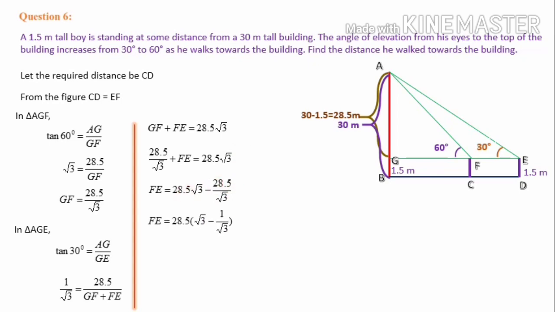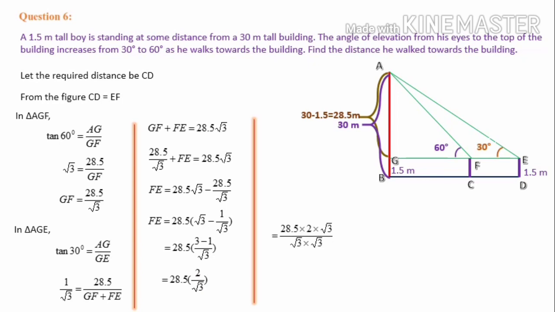From here 28.5 is common. Let's take it out. 28.5 into, in the first term there is a root 3 balance, minus here 28.5 going out means 1 remaining. So 1 divided by root 3. Let's take the LCM. 28.5 into, here common LCM root 3. If you take root 3 into root 3, that is 3 minus 1. So 3 minus 1 divided by root 3. That is equal to 28.5 into 2 divided by root 3 we have got. Now when you check the denominator, it is irrational, root 3.